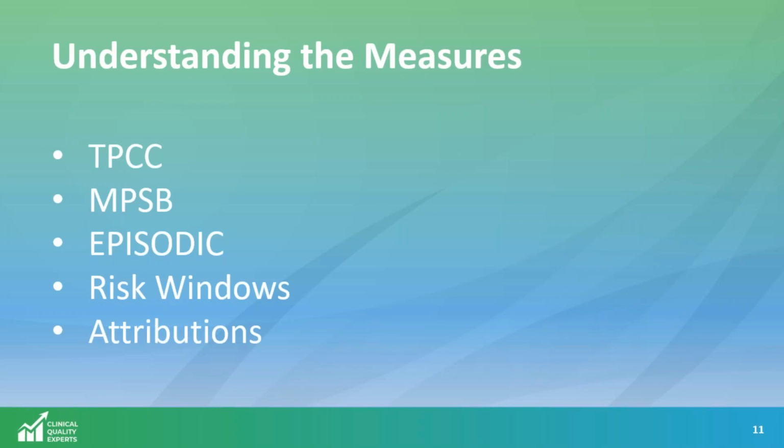In this next segment, we are going to take a closer look at our measures. So first is the TPCC, the total per capita cost. We'll go over MSPB, episodic. Also going to talk about the risk windows and a deeper dive into attributions. Next slide.